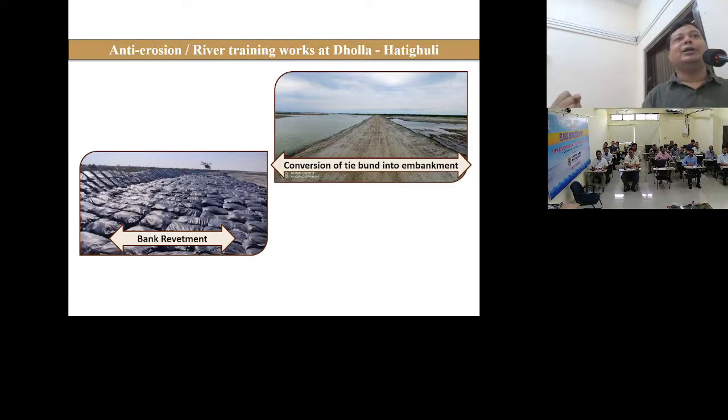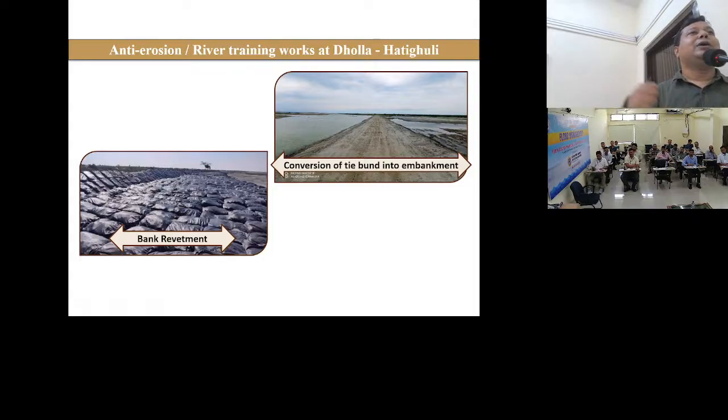When the power of water is more than the power of soil, that is bank erosion. It is a game of power. And what you are giving, some revetment work, some embankment, means you are empowering your bank. You are giving power to your bank. You are giving power to the soil.